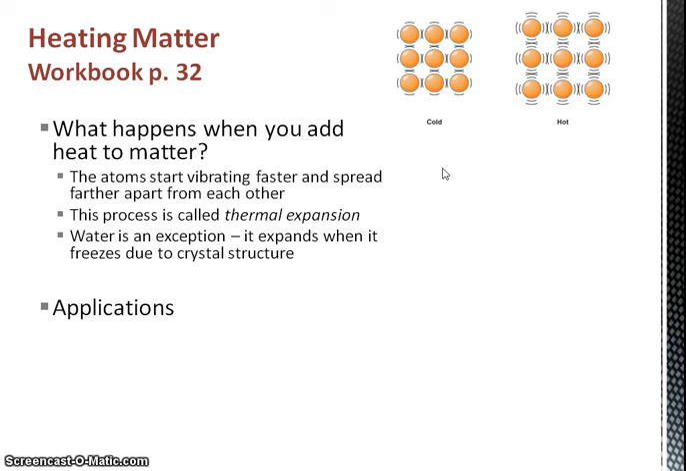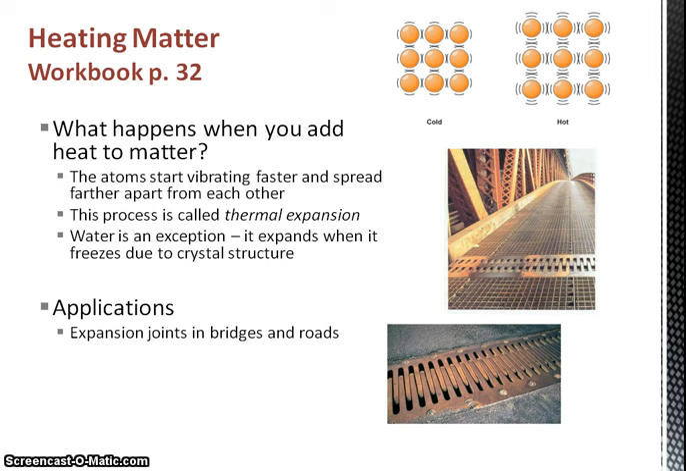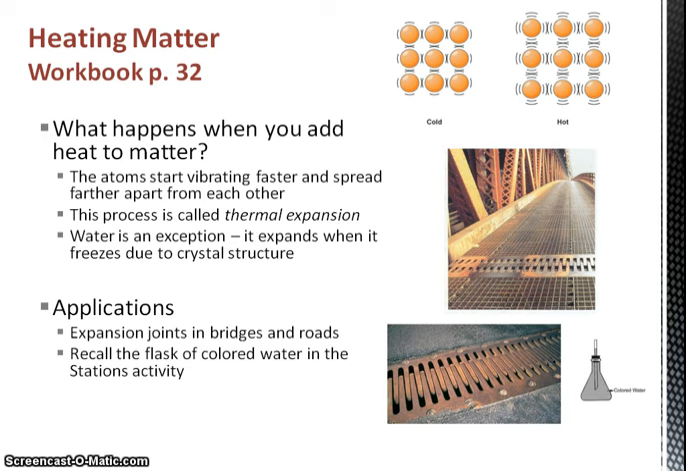So some examples or applications of this, maybe you've seen on bridges and roadways, sometimes they have these things called expansion joints to allow for the road to expand or contract in different temperatures. And also we saw something like this when we did the stations activity on the first day of class. We saw the water level in the tube rise up when you put the flask in warmer water. And when we're in class, you'll take a look at a question about how a thermometer works on page 33.